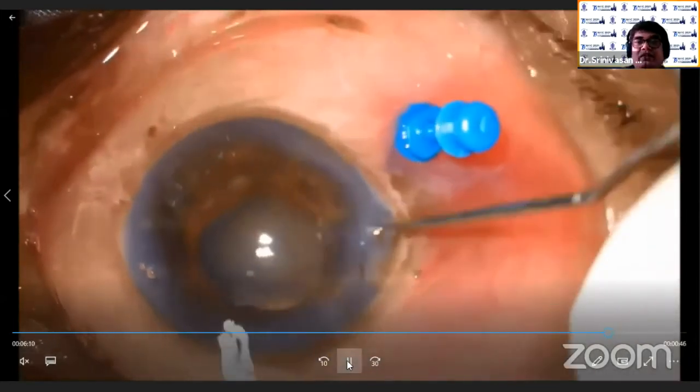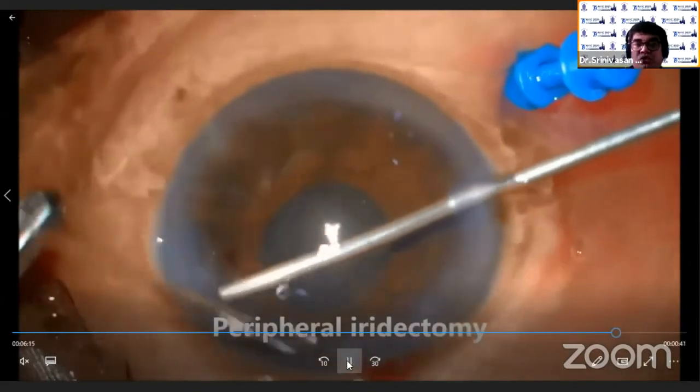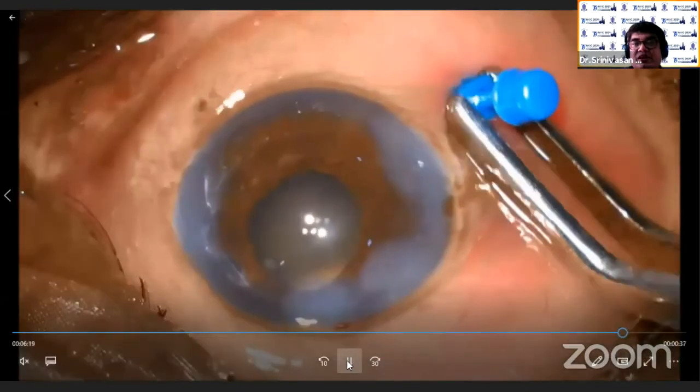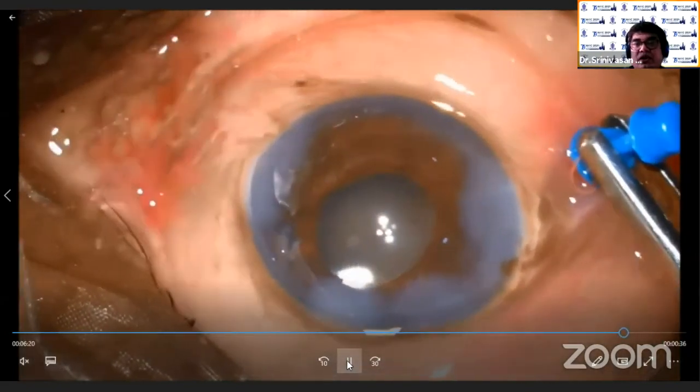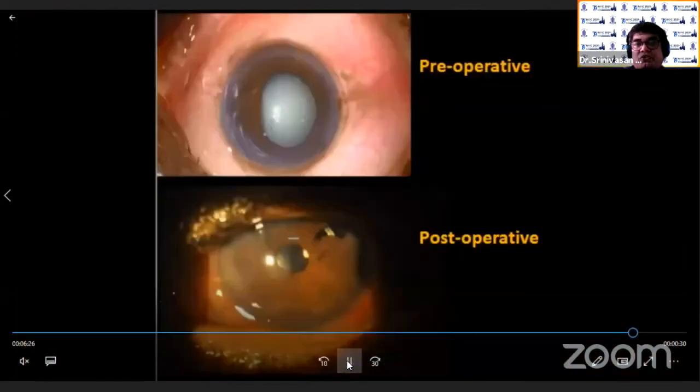Each time, protect the endothelium with dispersive. When you're doing phaco, use the cohesive also. The peripheral iridectomy is done so that the post-operative rise in intraocular pressure is reduced. Now the trocar cannula is removed. This is a preoperative picture and the post-operative picture of a satisfied patient.